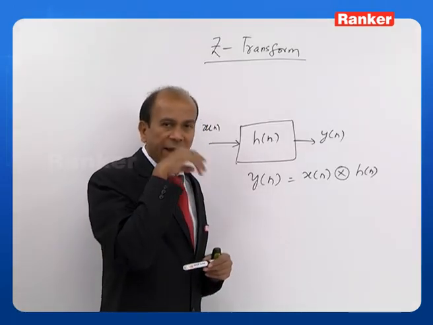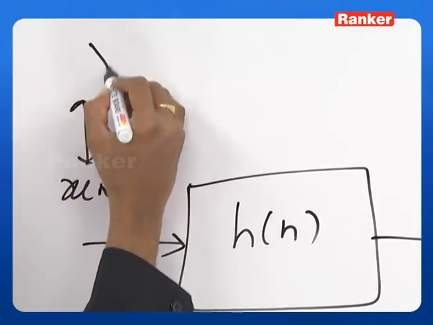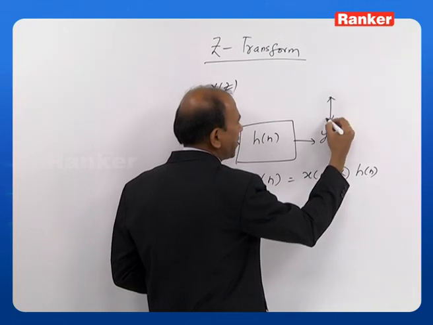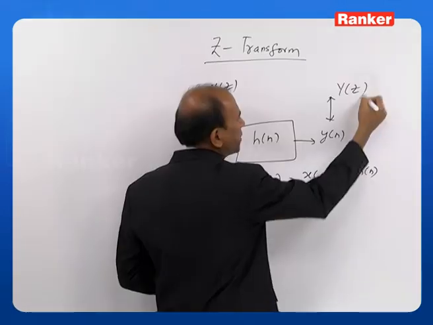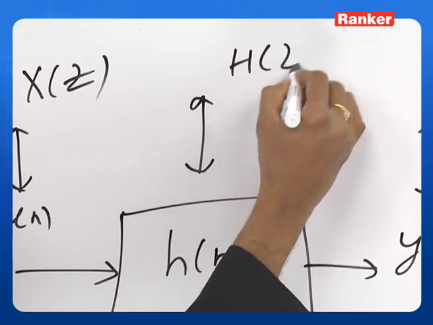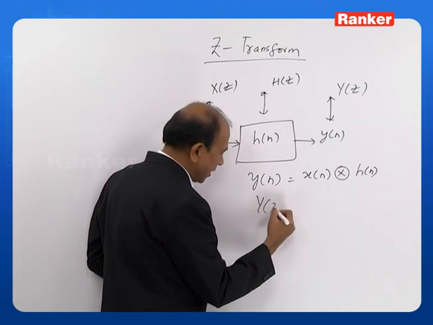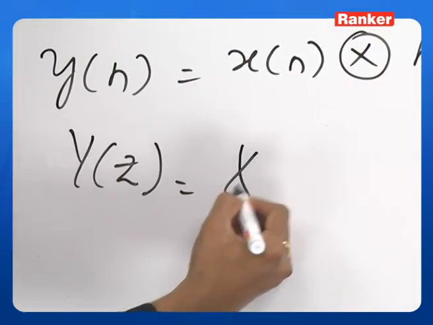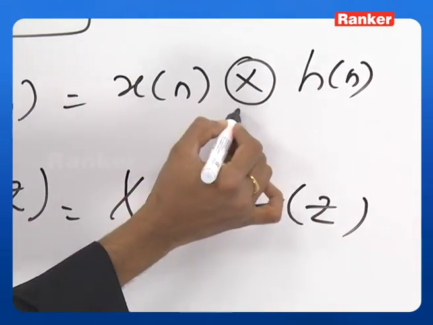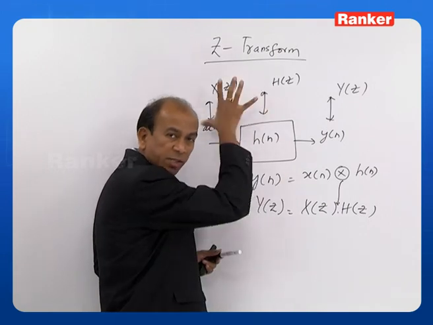That means, when I take the Z transform, x of n has a Z transform x of z, y of n has a Z transform y of z, and h of n has a Z transform h of z. Then I can write y of z is equal to x of z product h of z. So, as you see here, the convolution resulted in a product.